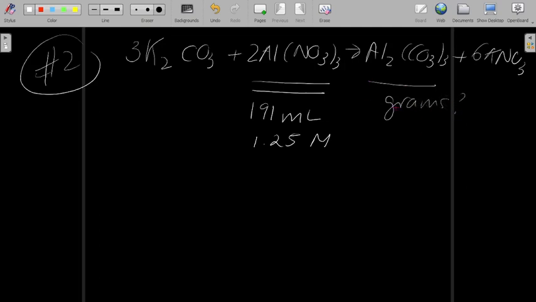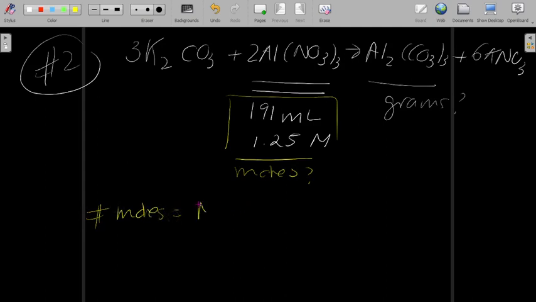To be able to know the grams, I need the moles, because all of this is in moles. And I need to do stoichiometry between what is given and what I want. So the first thing I need to do, from this information right here, is find the number of moles. How many moles? Well, let's do that. The number of moles equals the molarity multiplying the number of liters of that solution.